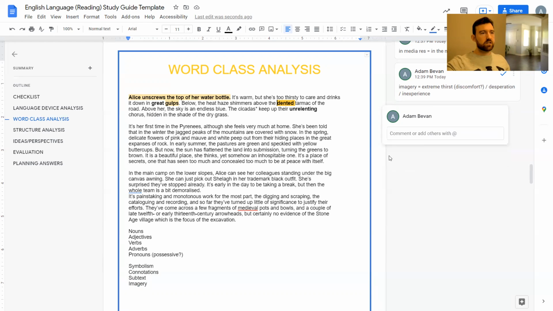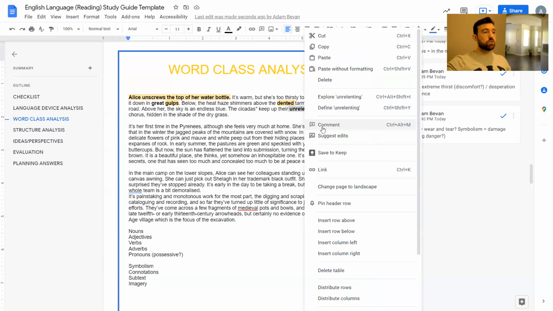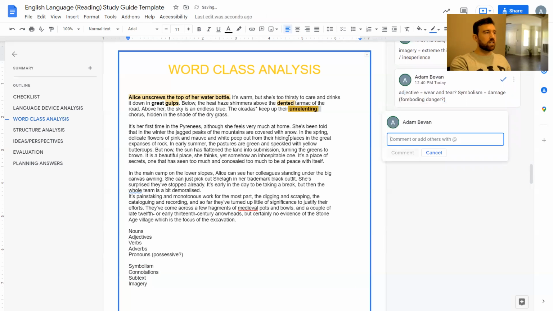The dented tarmac. Okay. Above her, the sky is an endless blue. I could go into endless. I think that's a good word choice to look at as well. And the cicadas. So cicadas are like little crickets, basically, like almost like little locust looking things, but they're more like crickets. Keep up their unrelenting chorus hidden in the shade of the dry grass. So unrelenting is an adverb choice if something is unrelenting. And what this does again is it creates this sense of suffering in this place.